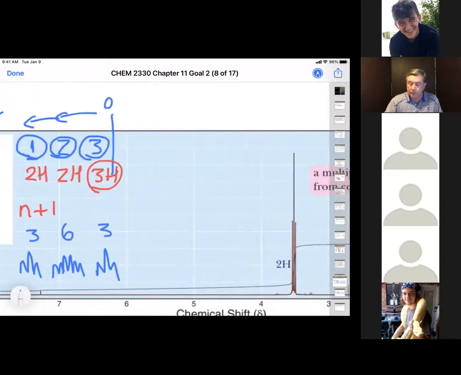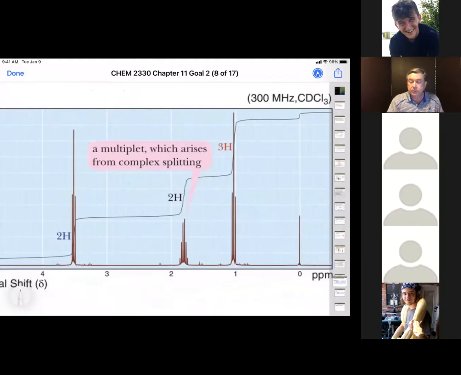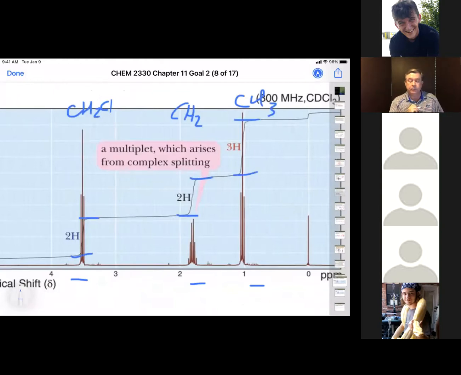Okay, so let's look at our peaks here. The cool thing is we have positions right here. This is the one with the CH2Cl. This is the CH2, and this was the CH3 at the end. So the positions are in order. We have 2 hydrogens and 3 hydrogens, so we have the number of hydrogens, or the intensity, correct. We have a total of 3 peaks, so we have the number of peaks correct.